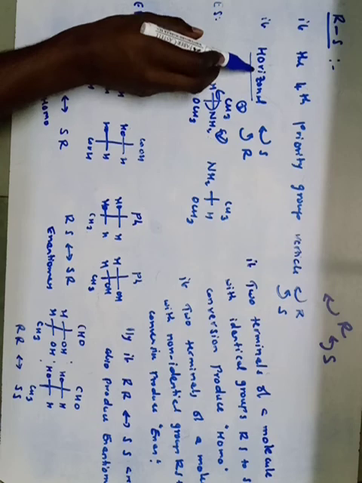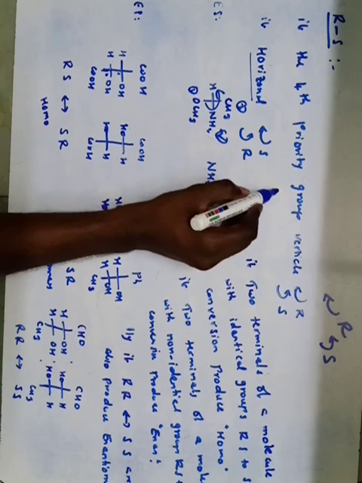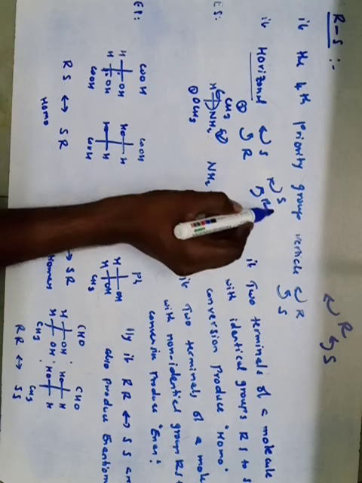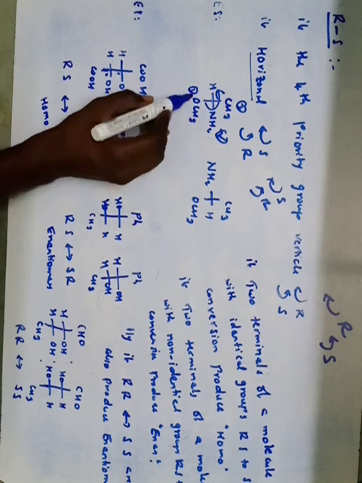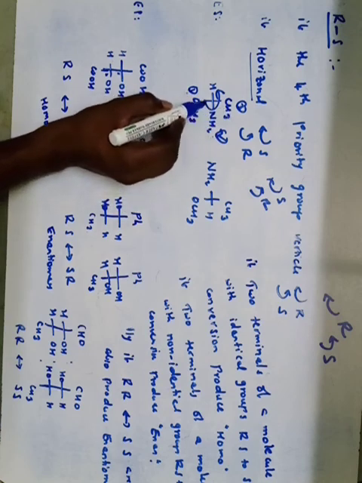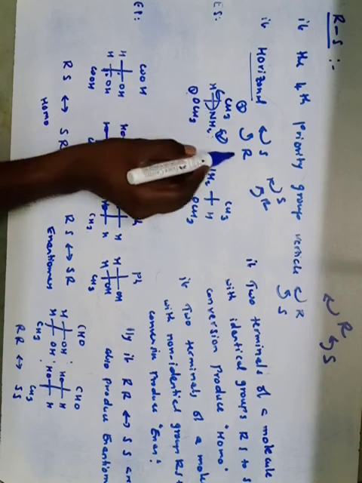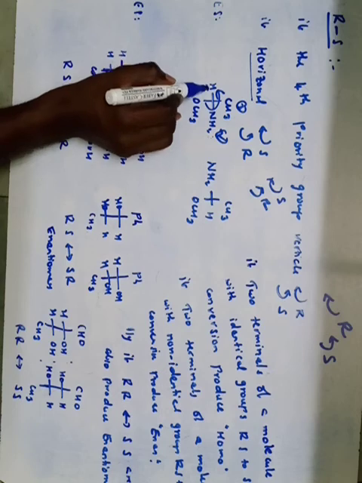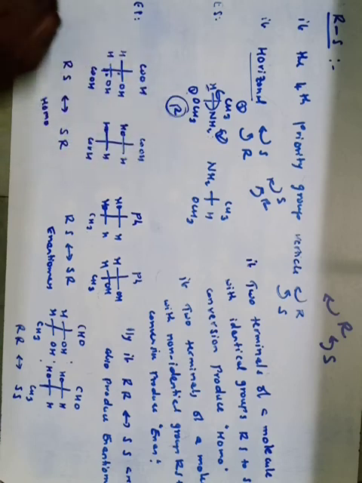Similarly, if the fourth priority group is in the horizontal line, then clockwise direction is S and anti-clockwise direction is R. Let's see this example. Here, we have to give the priorities. This is 1, 2, 3, and it will be anti-clockwise direction. For anti-clockwise direction, if the fourth priority group is in the horizontal line, then it should be R configuration.